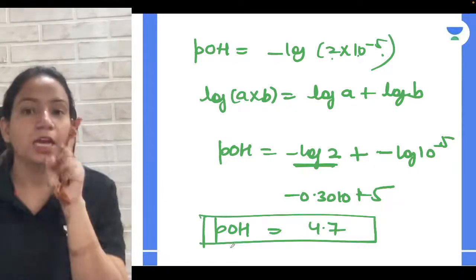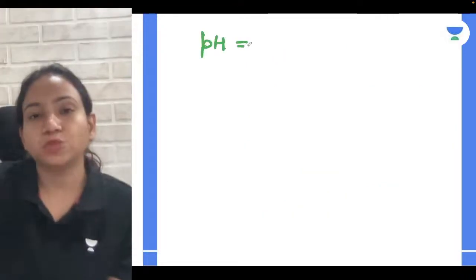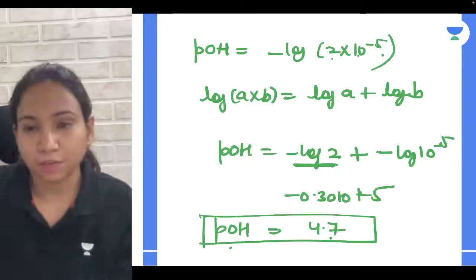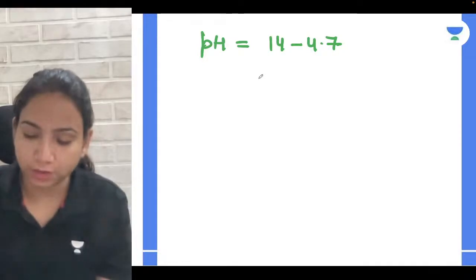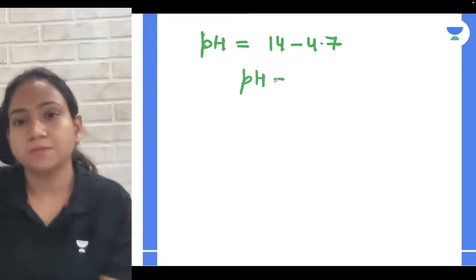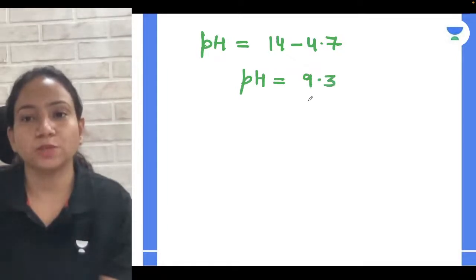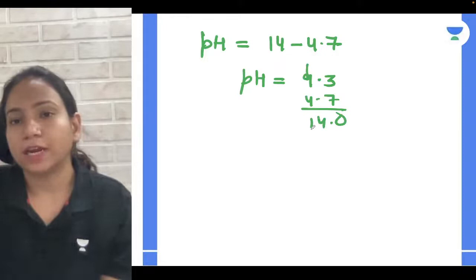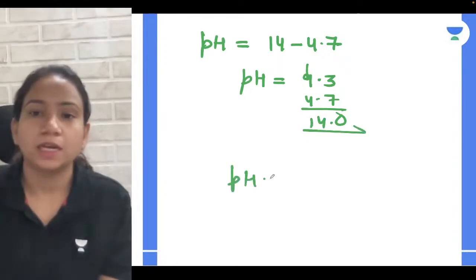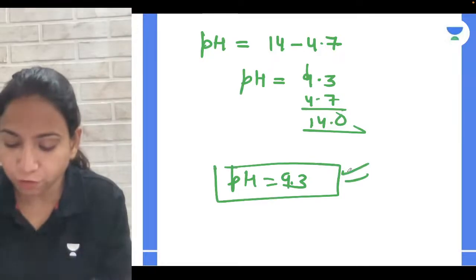If pOH is 4.7, what will be the pH, guys? pH will be 14 minus 4.7. How much value are you going to get? Tell me, everyone. pH will be 9.3, because 9.3 plus 4.7 is 14, right? So the pH will be 9.3, not 9.